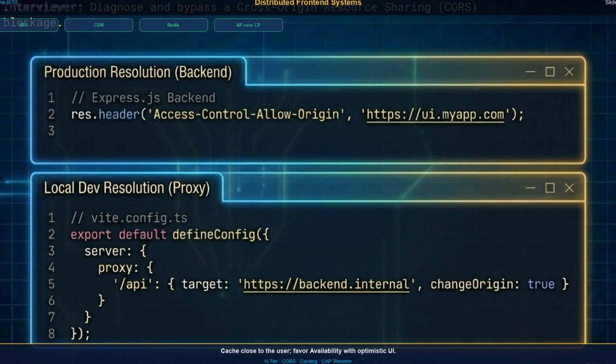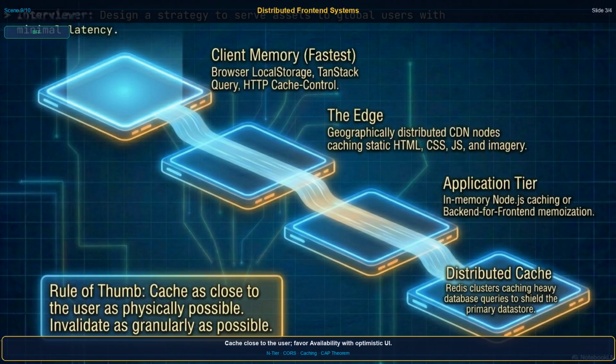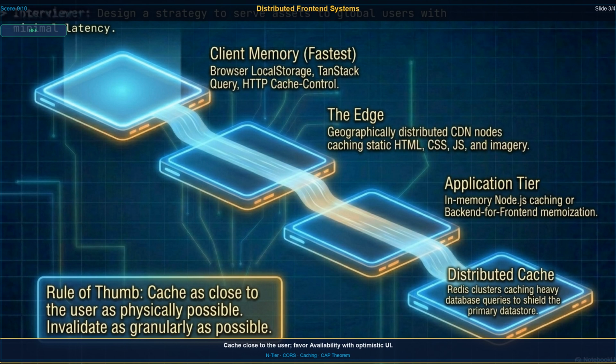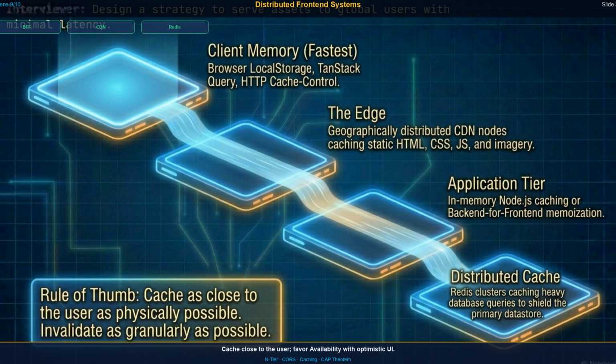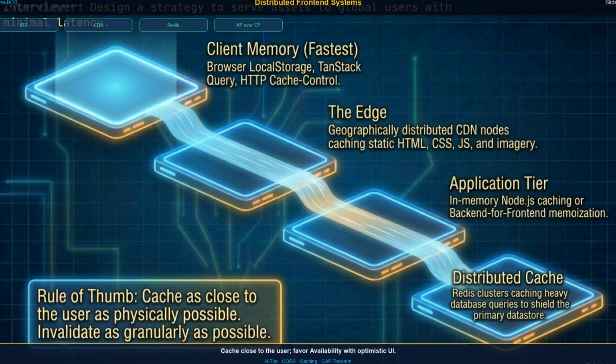For CORS blockages, give both environments. Production, set Access-Control-Allow-Origin on the Express backend to your trusted UI domain, never wildcard in production. Local dev, configure a Vite proxy routing /api to your internal backend, with changeOrigin true so the browser sees same origin requests. Global asset strategy follows the 4-tier caching ladder. Client memory first, browser local storage, TanStack Query cache, HTTP Cache-Control headers.